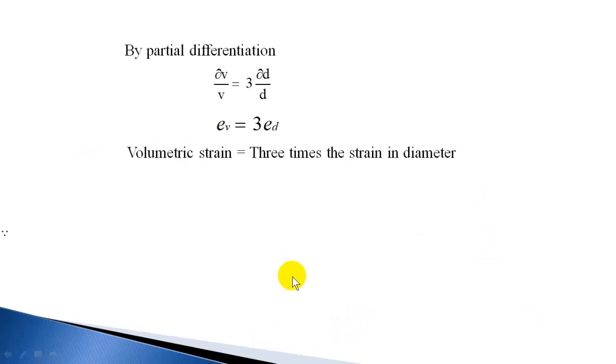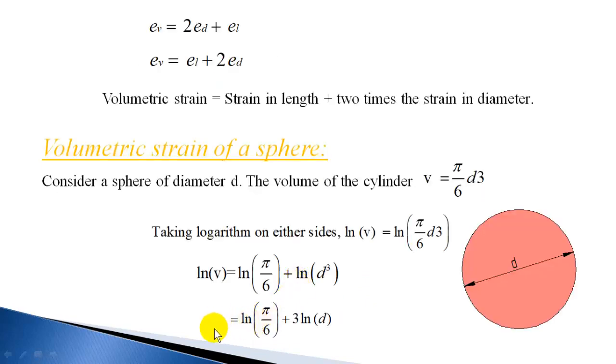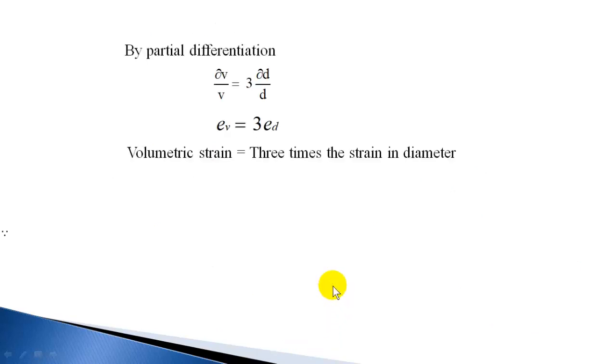So if you go for partial differentiation, log v gives del v by v, differentiation of this is 0, and this if you differentiate you get 3 del d by d. So del v by v is equal to 3 del d by d, or EV is equal to 3 times this, we know is a strain in diameter, so EV is 3 times strain in diameter. So volumetric strain is 3 times the strain in diameter. So this is the volumetric strain of a sphere.